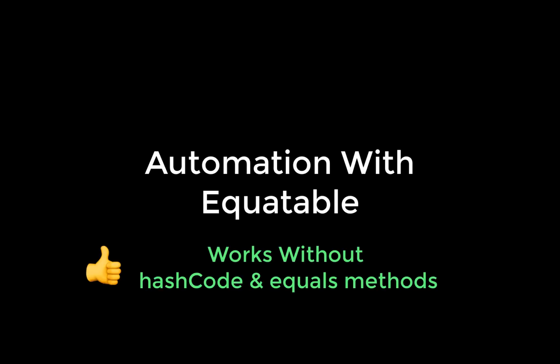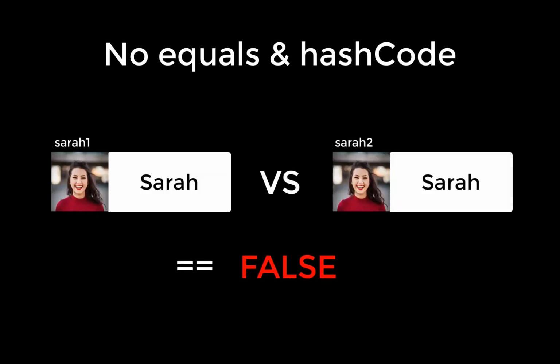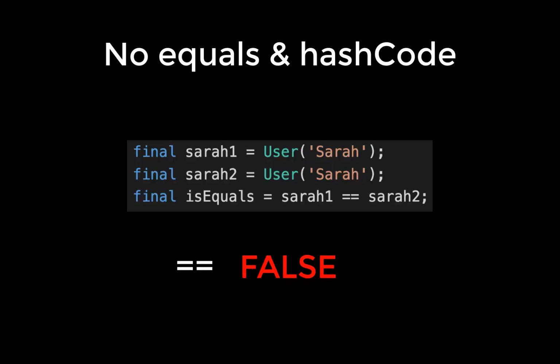Instead, we can make use of Equatable, which is handling all of these comparisons almost automatically for us. On the other hand, if you compare two objects without overriding the equals and hashcode method, then by default this comparison is returning false. Within the source code you see that we have here Sarah1 and Sarah2, and they look the same from their values. However, if we compare them, it is returning false because we have not overridden the equals and hashcode methods.